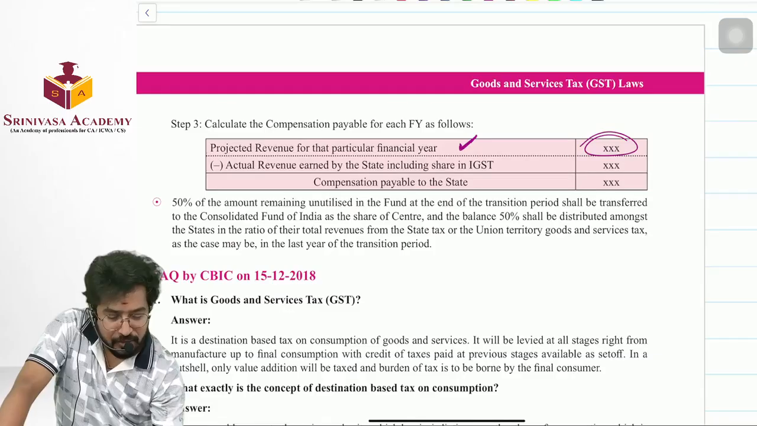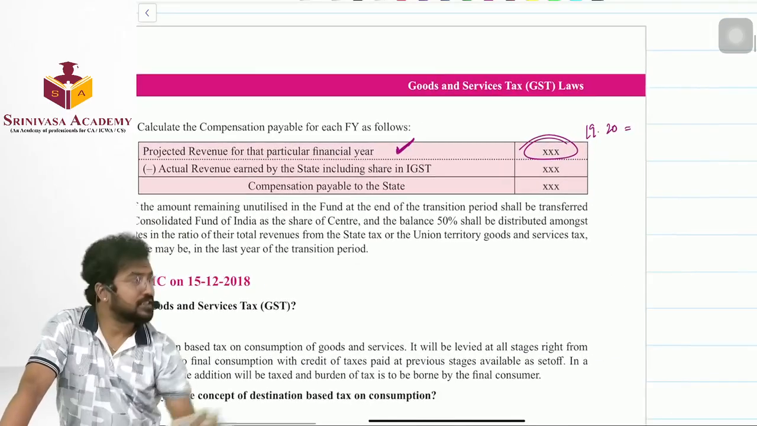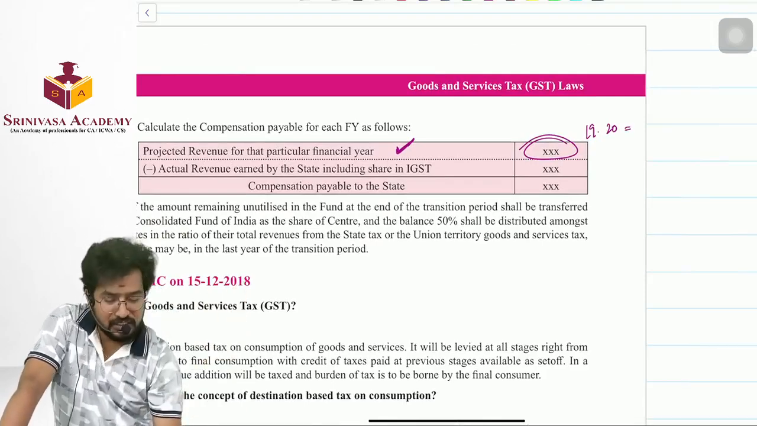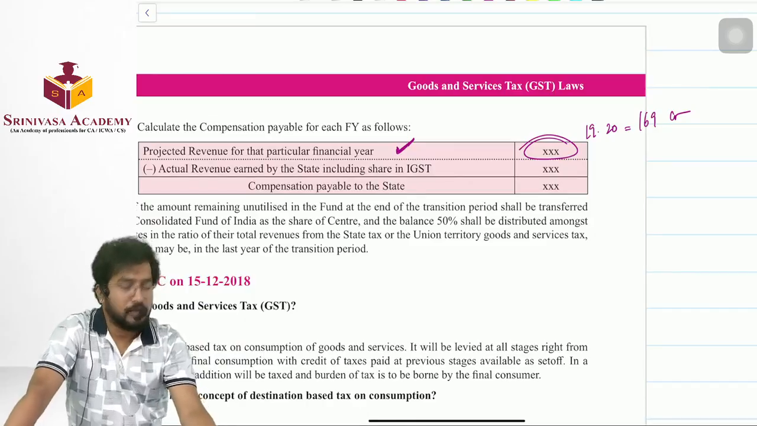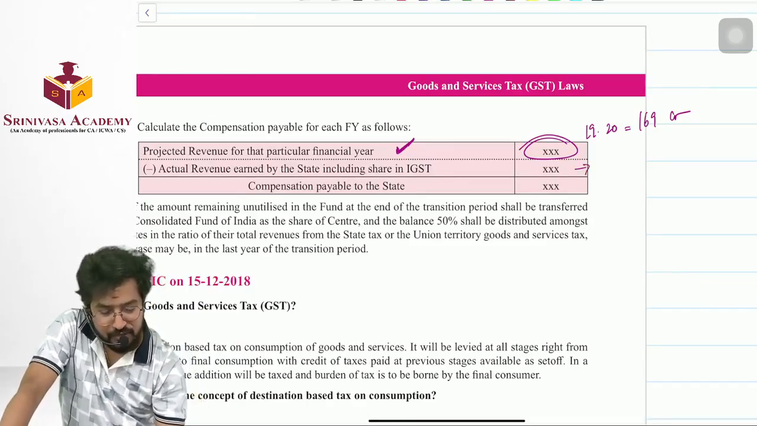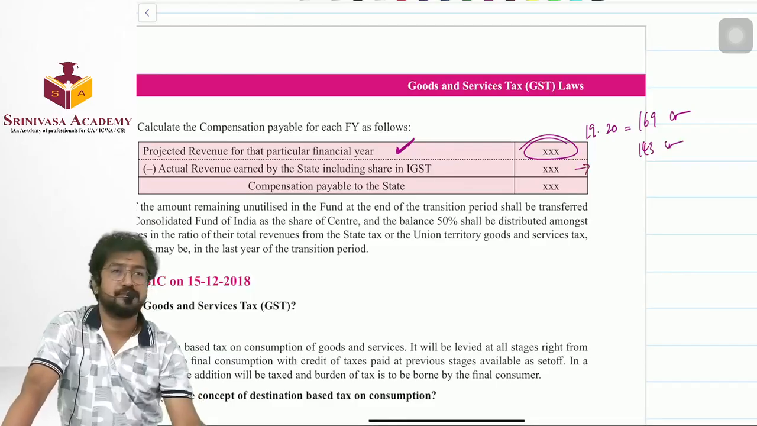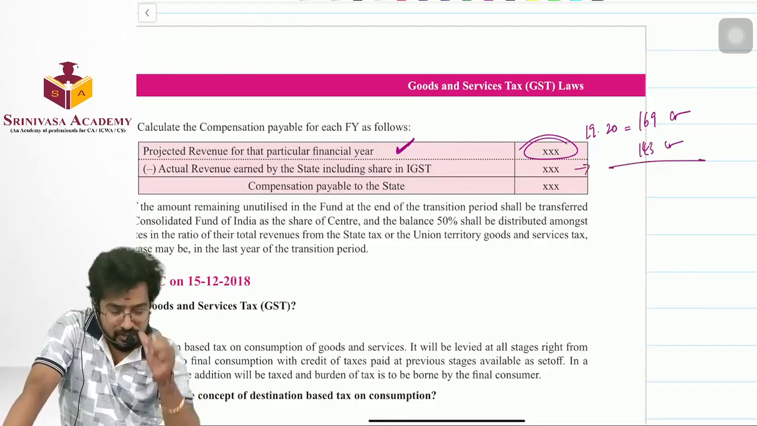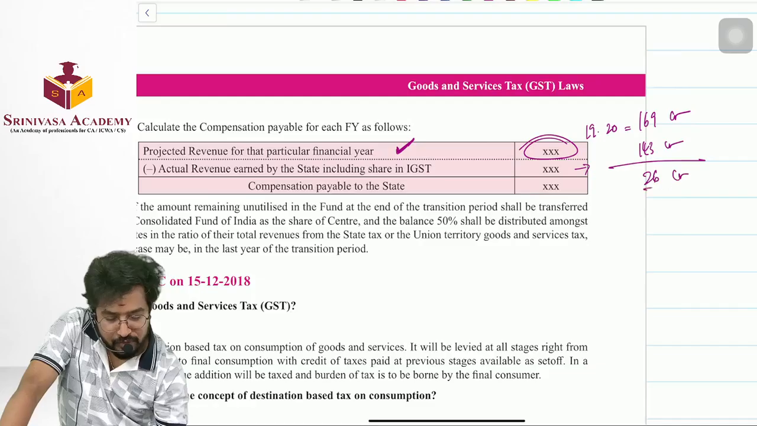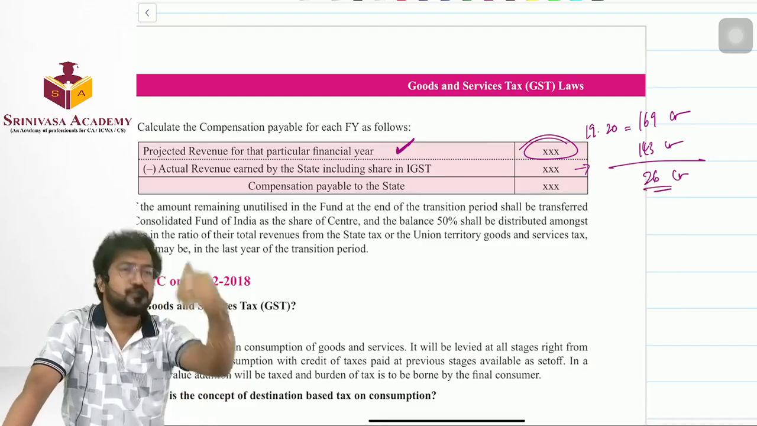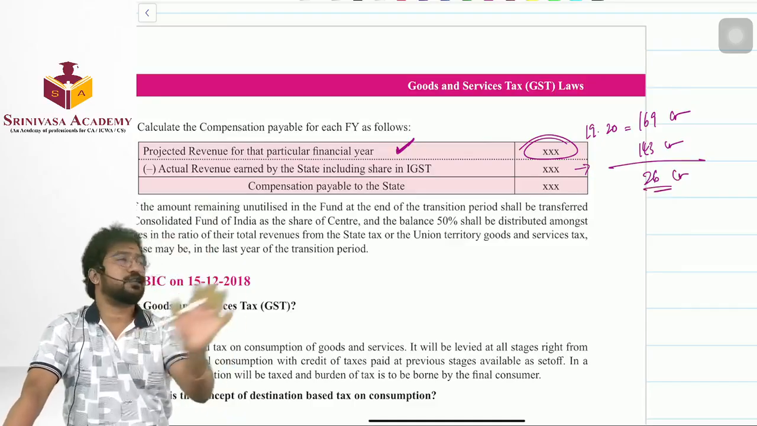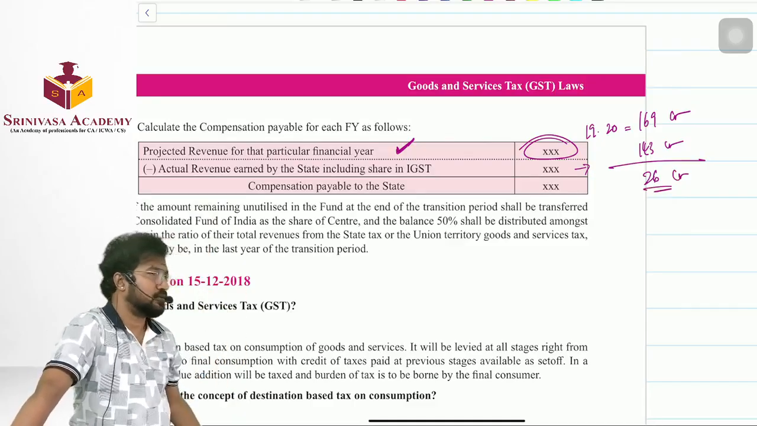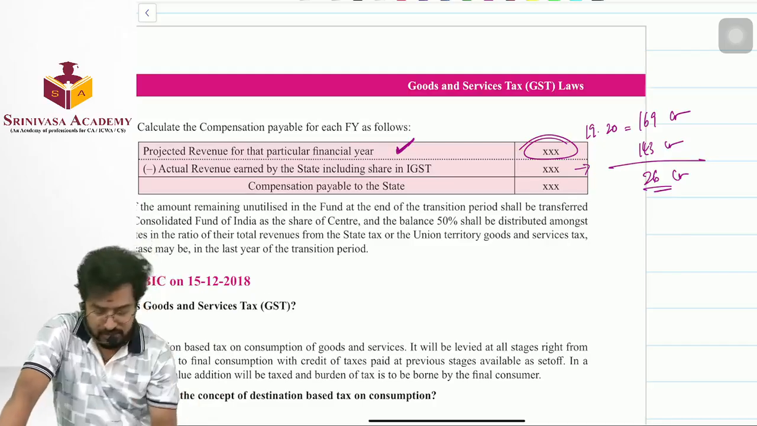For example, in the 2019-20 financial year, without GST you should have earned 169 crores, but with GST the actual revenue for us is 143 crores. Imagine. Then what is the difference? What is the shortfall? 26 crores. That 26 crores the central government will compensate the states. For that purpose, they levied a tax called GST compensation cess. Clear? That is what GST compensation says.